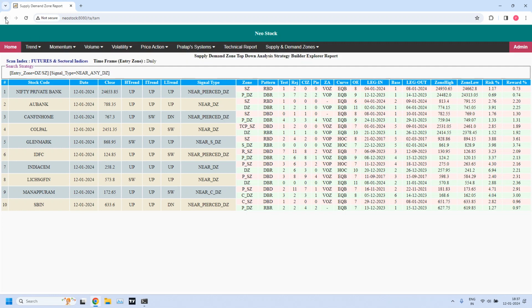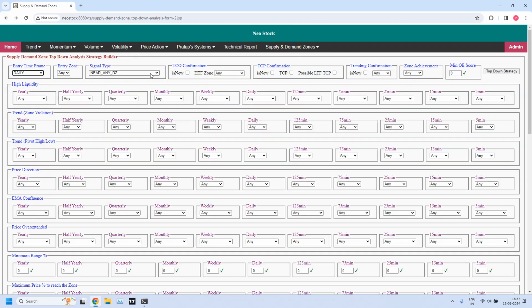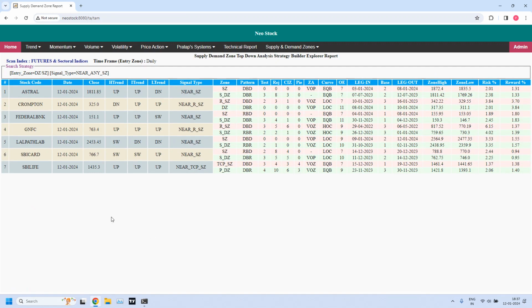So let's go back. For entry time frame daily, let us find the stocks near daily supply zone. 7 stocks are filtered. Let us look for high liquidity supply zones. Crompton, GNFC is there, high liquidity supply zone. SBI Life is already pierced, so we can't take. So that means we have two high liquidity zones, Crompton and GNFC.